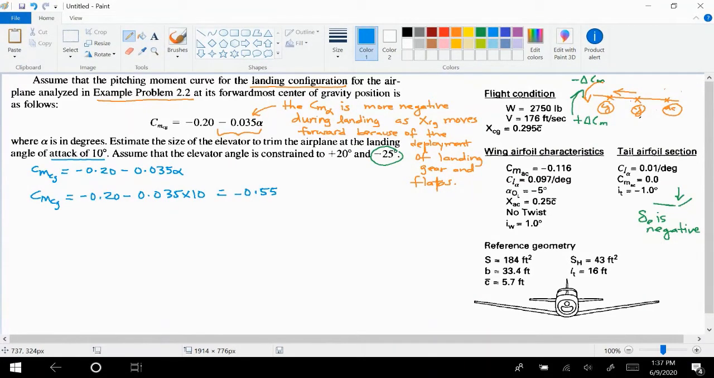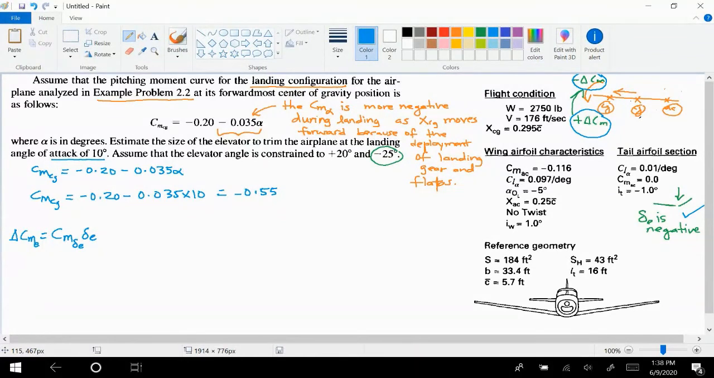So as we had predicted, there is a negative delta Cm which is produced during the landing process. Now it has to be overcome with a positive delta Cm generated using the elevator. The moment generated by the elevator deflection will be Cm delta E times delta E, right? This is this extra delta Cm from the elevator.